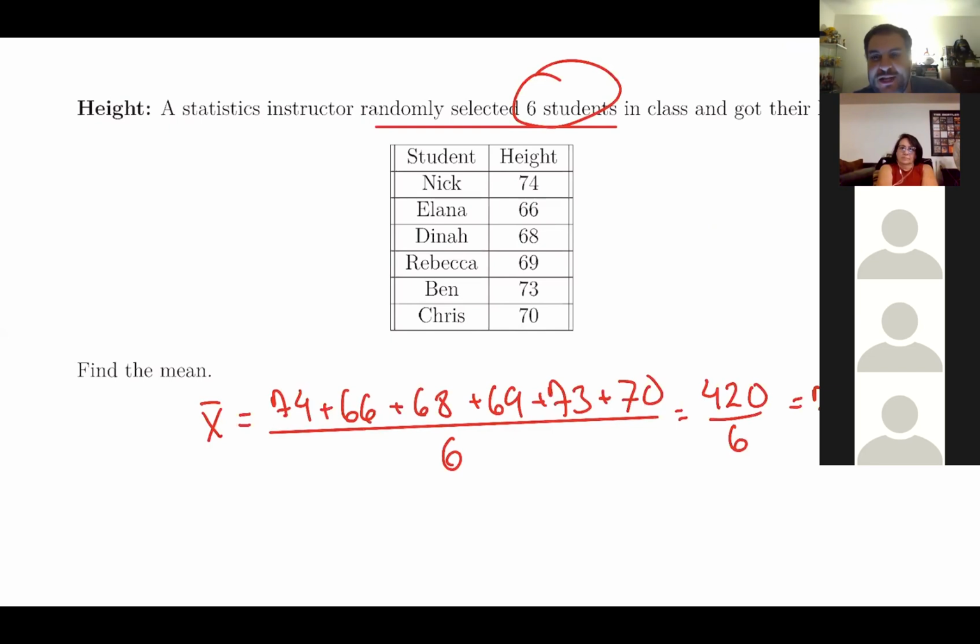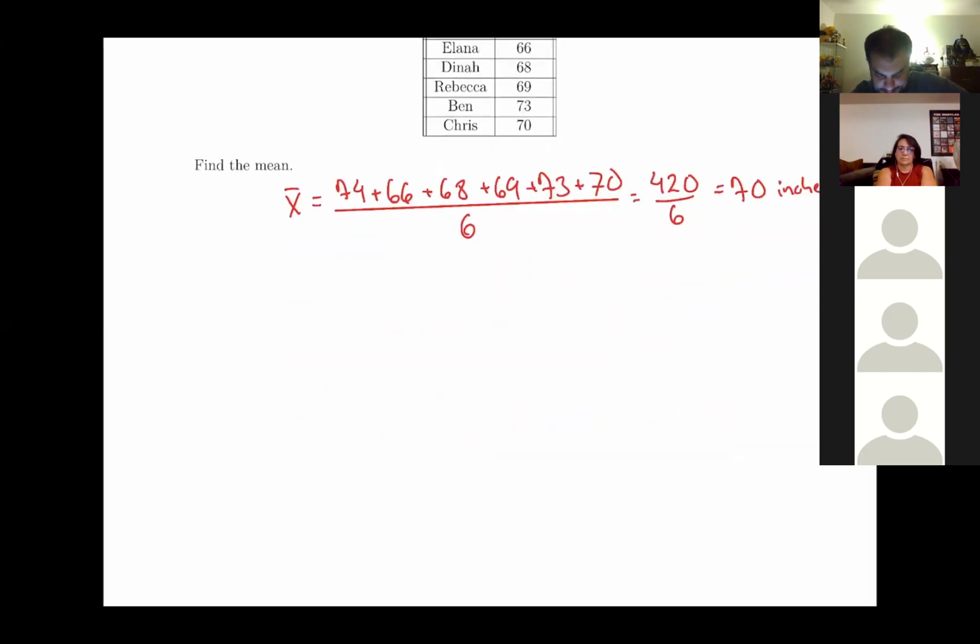Cool. So if you look at the mean, it's telling us the central tendency height for these 6 students is 70 inches. But if you look at their height, not all of them have 70 inches. There's some students that are taller than 70 inches. There's some students shorter than 70 inches. But the central tendency is telling you what tends to happen. Like most students are somewhere near 70 inches. All right, and that's it for the second problem.